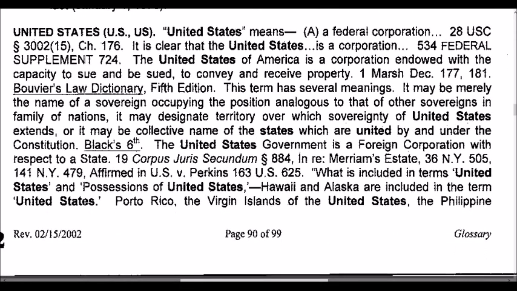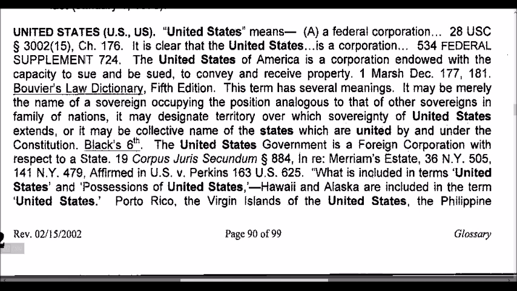The United States government is a foreign corporation with respect to a state. 19 Corpus Juris Secundum, section 884. In reference to Miriam's estate, and there's your case.